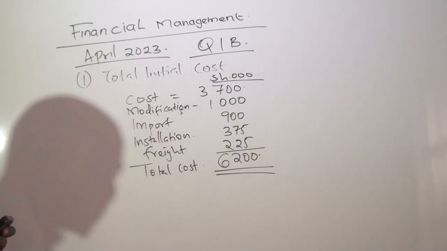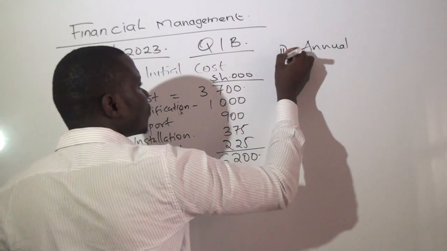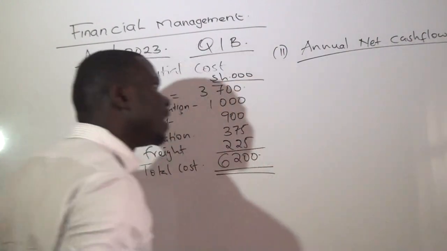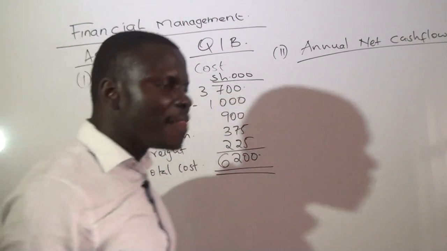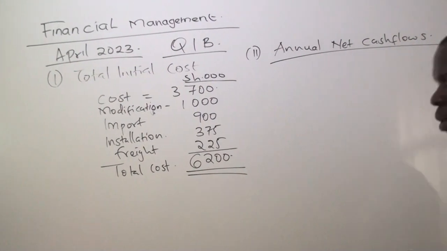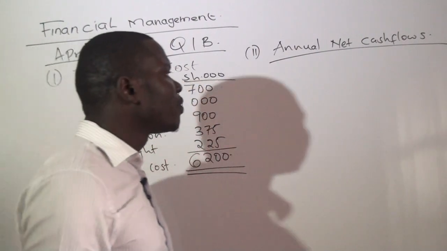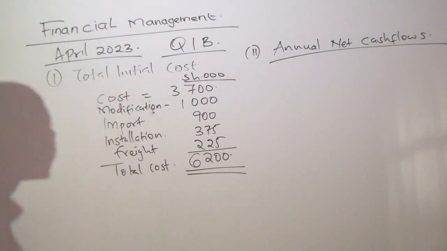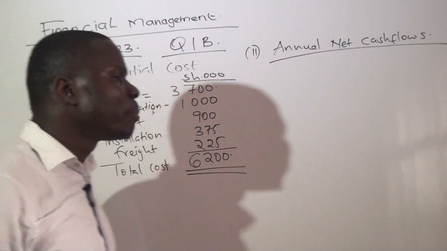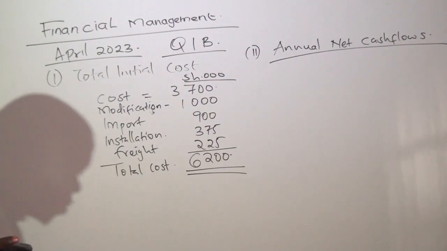Part 2, we are asked to determine the annual net cash flows. And at this point, we need to determine the components of cash flows. We normally have three components of cash flows: the initial outlay, the annual net cash flows, and the terminal cash flows. These three are basically used when we are analyzing projects using the discounted techniques. So those three will always be used.